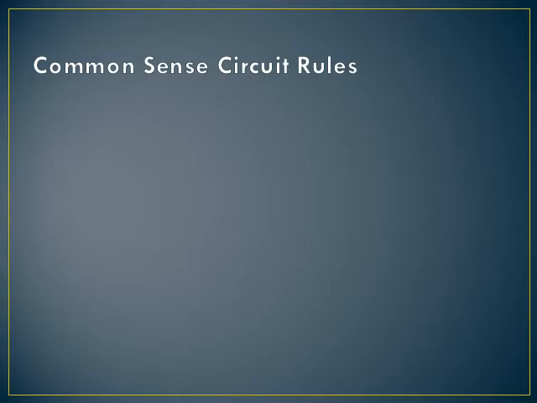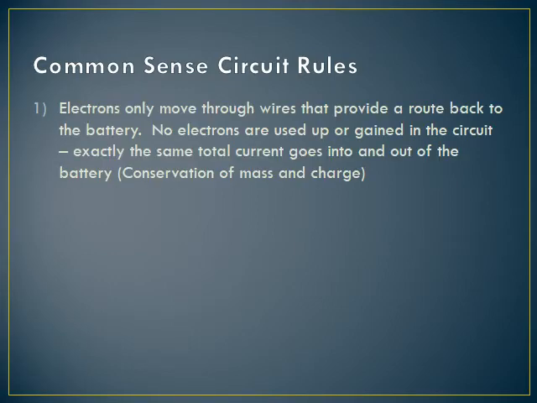So there are a few common sense circuit rules which make sense in terms of the conservation principles we know and also in terms of the school day analogy that you should always keep in mind when you are trying to figure out what's happening with the circuit. The first is that the electrons stay in the wires, okay? They stay inside the conductors. They can't escape out of those wires or out of the resistors, and they stay in the wires that provide a route back to the battery.